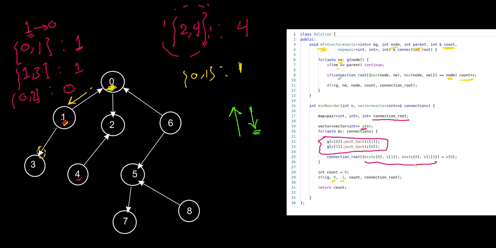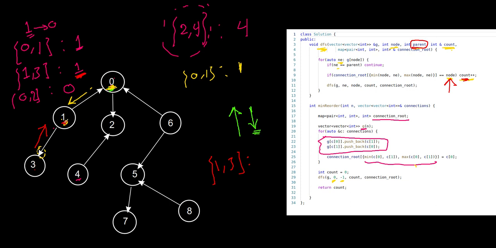Now the neighbor of 1 is 3, so we have 1, 3. The root is 1. In this case it's the node, and that means we have to increase the count by 1, because we have to change the direction for this edge. And we do the same for all the edges, and at the end the count will store 4.